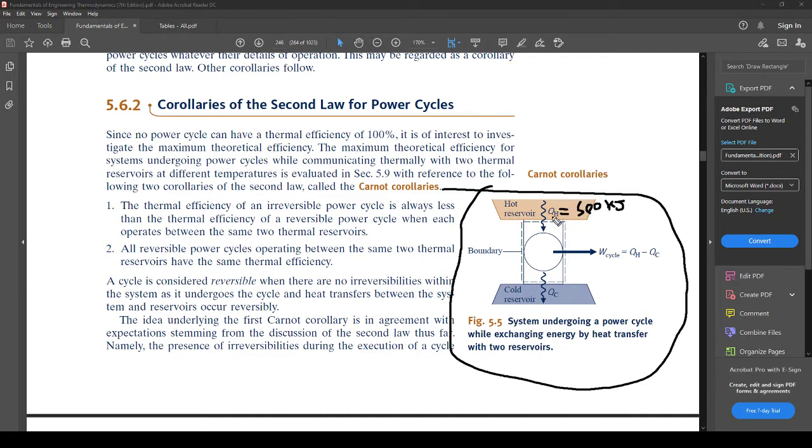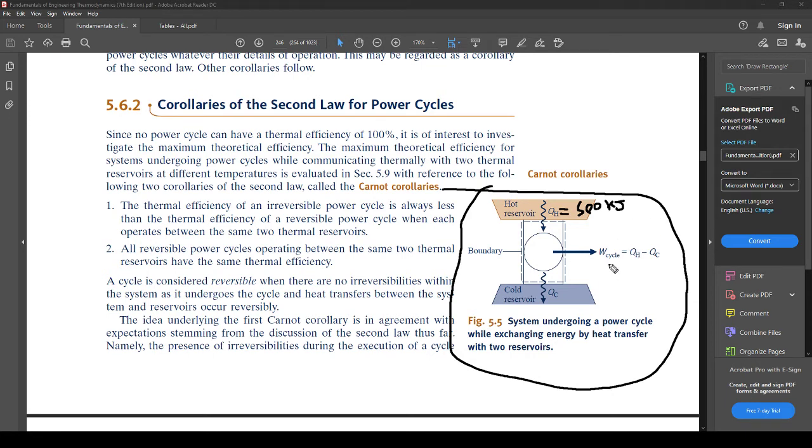Because let's just say QH was equal to the work of the cycle, right? That means that all heat transfer coming in went to work. That is not possible, as we have essentially shown, because then there would be no QC, which means there is no cold reservoir, right? So it would be one hot reservoir to heat to work, and that's not possible, right?